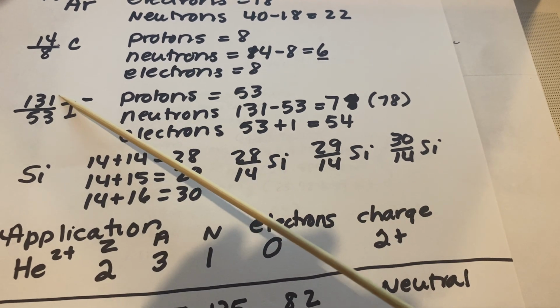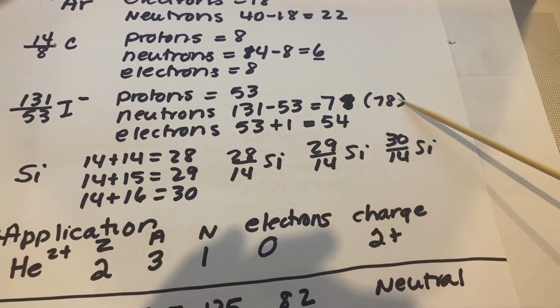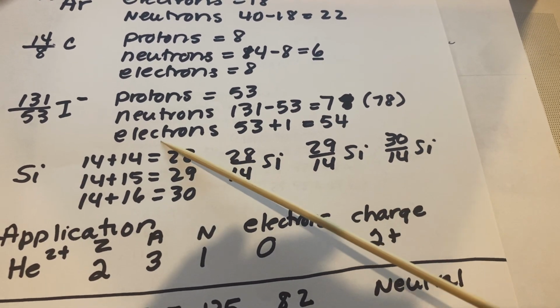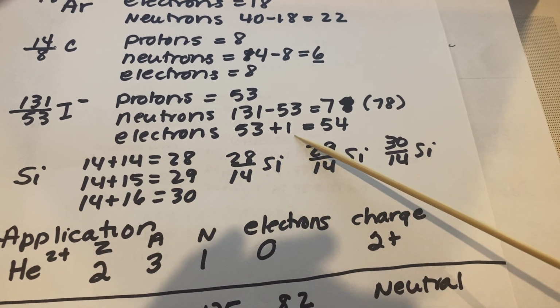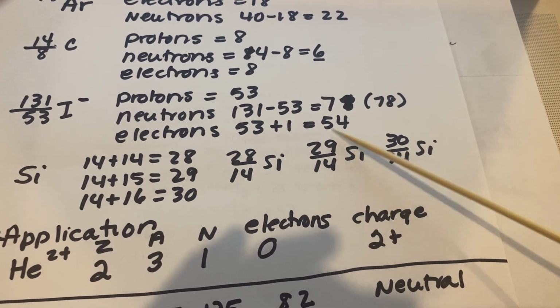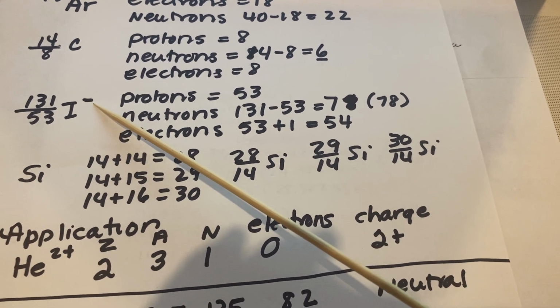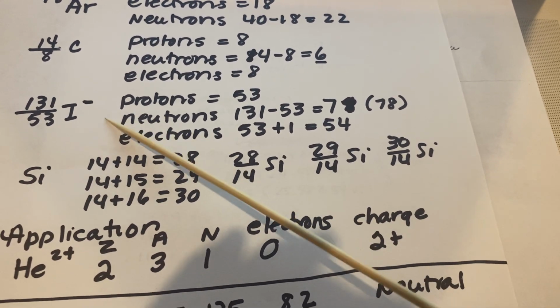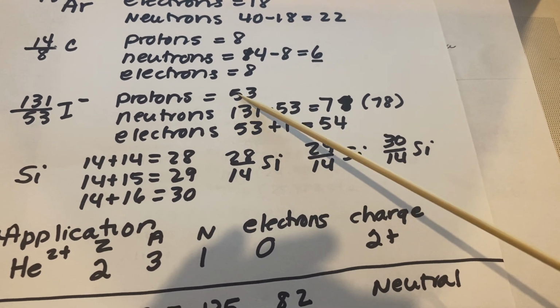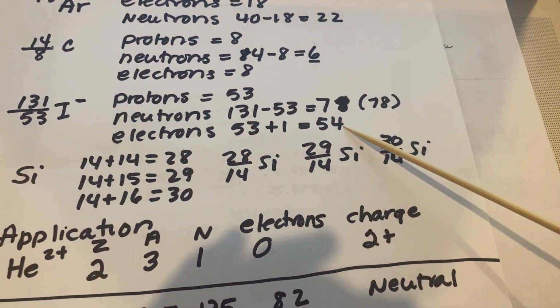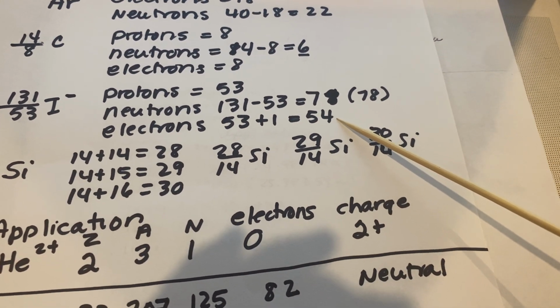Neutrons are going to be 130 minus 53, which equals 78 neutrons. Electrons are going to be 53 plus, because it's a negative here, that means it has extra electrons, so it's going to be one more electron. It's 53 protons, it's going to be 54 electrons.